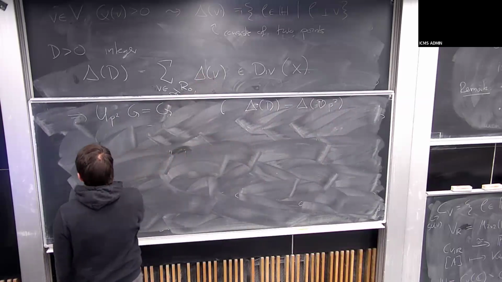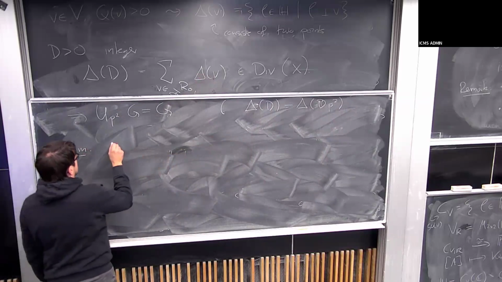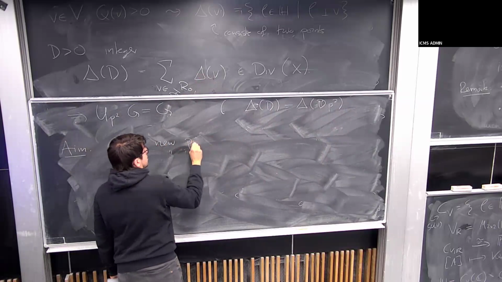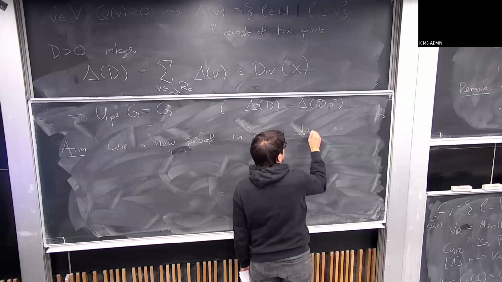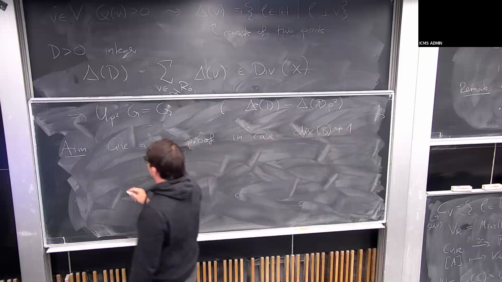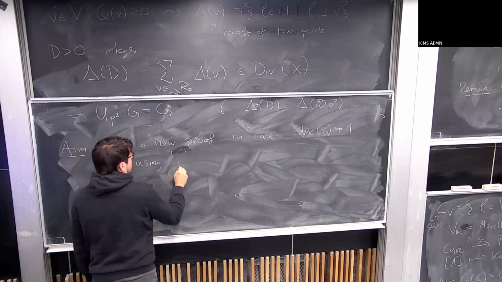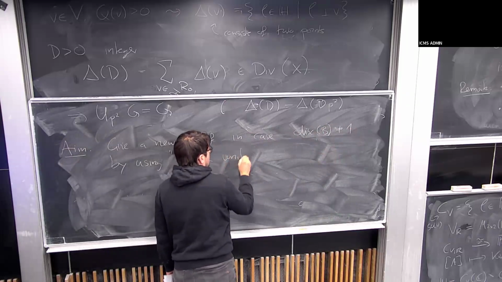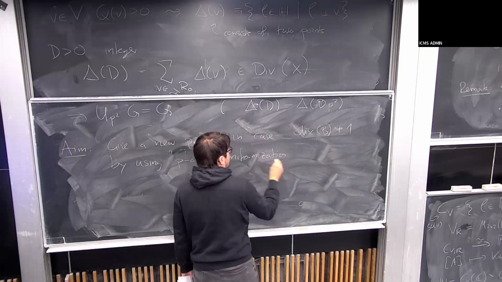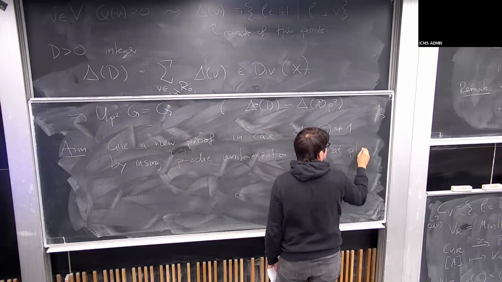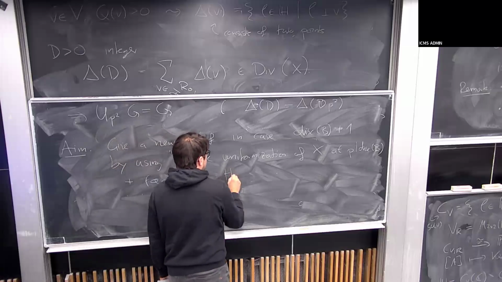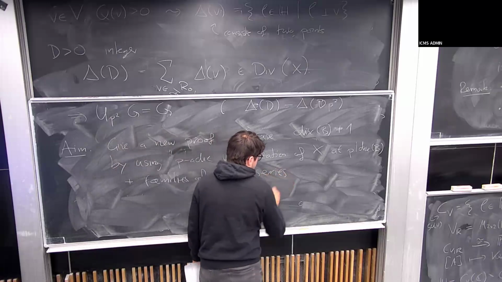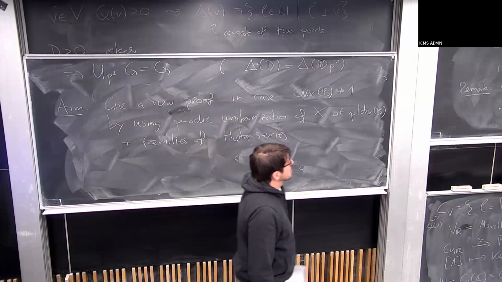Okay. And so the aim is to give a new proof in case the discriminant of B is not equal to 1, by using p-adic uniformization of X at P that divides the discriminant, plus families of theta series, so p-adic families of theta series.